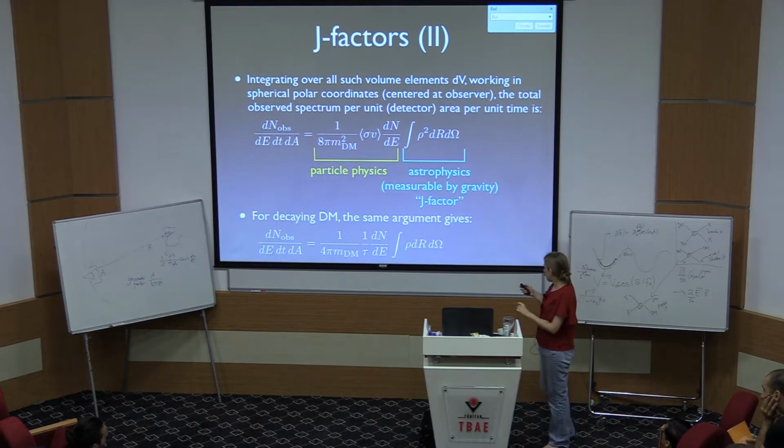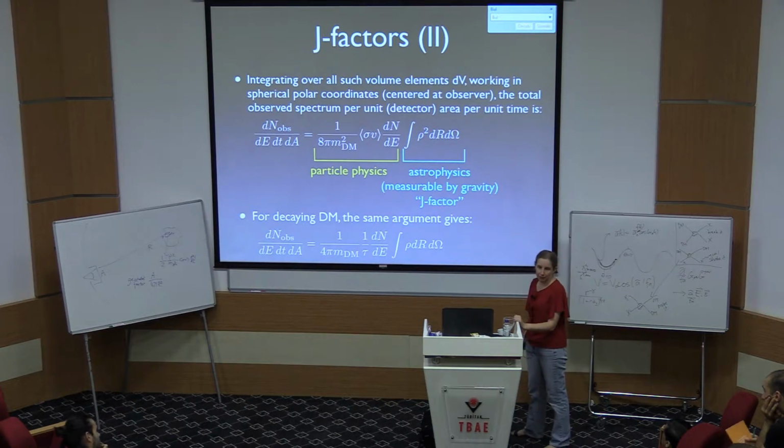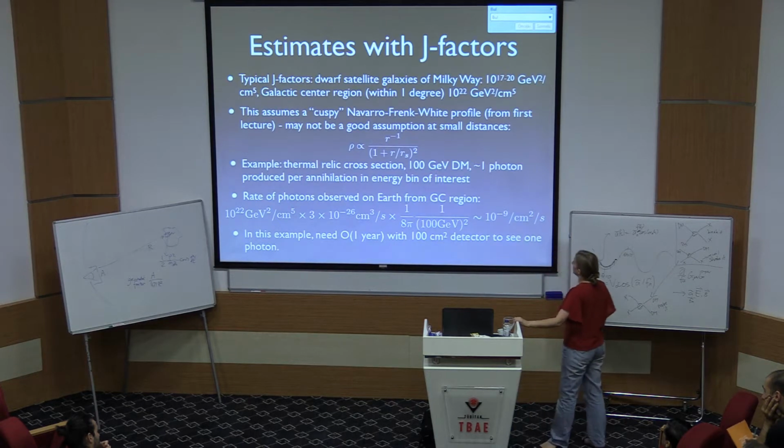I should mention this separation between the particle physics and the astrophysics does tacitly assume that this cross-section does not depend on where you are. If you have a cross-section that depends on the density of some other particle, or a strong velocity dependence, then this cross-section has to go inside this integral. It has to go inside the space dependence, and so that breaks this factorization a little bit.